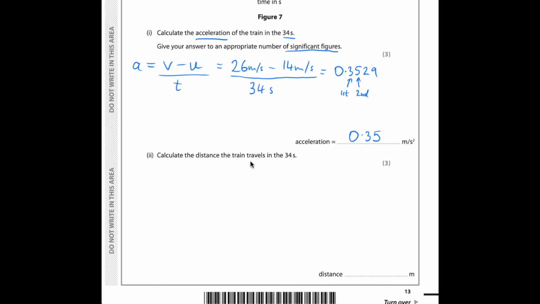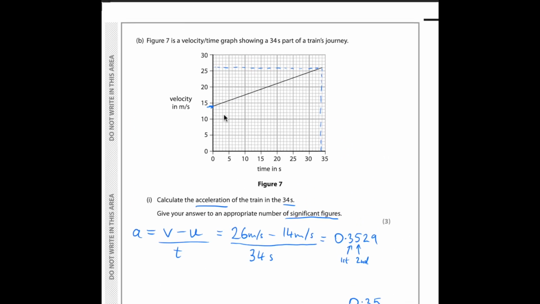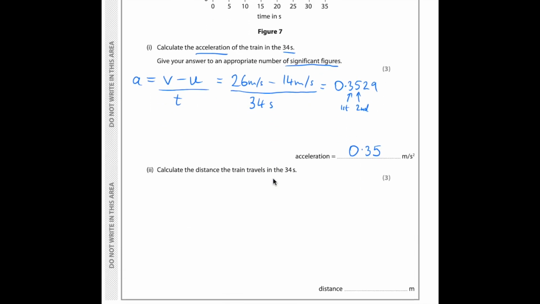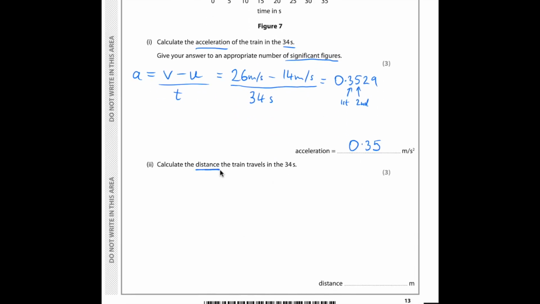Calculate the distance the train travels in the 34 seconds. Okay, so if this is a velocity time graph, then the distance is the area under the graph. Area under graph equals distance travelled. So area under a velocity time graph.